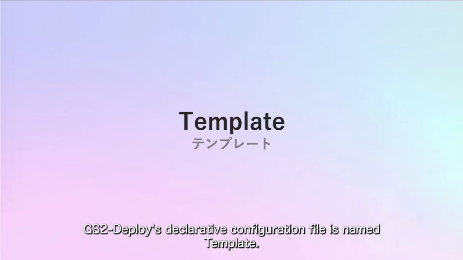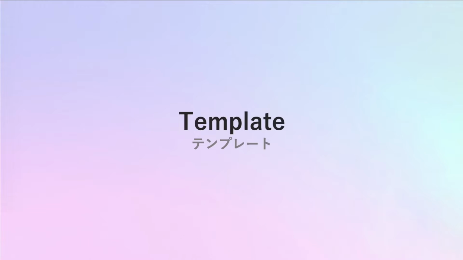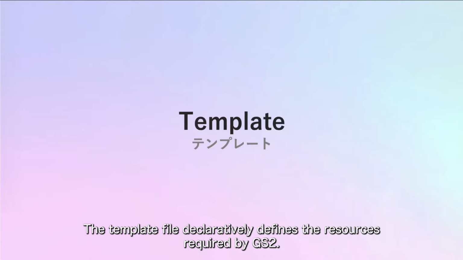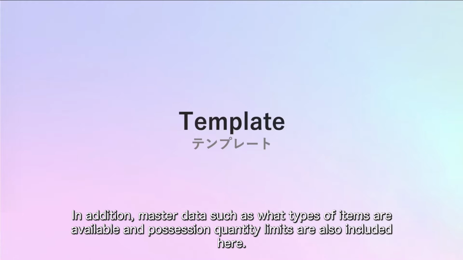GS2 deploy's declarative configuration file is named template. The environment is created by writing a template and uploading it to GS2 deploy. The template file declaratively defines the resources required by GS2, the type of namespace to manage accounts, and the type of namespace to manage items. In addition, master data such as what types of items are available and possession quantity limits are also included here.